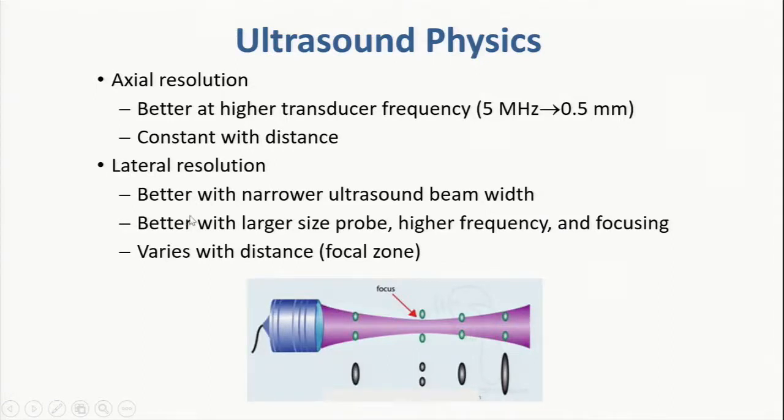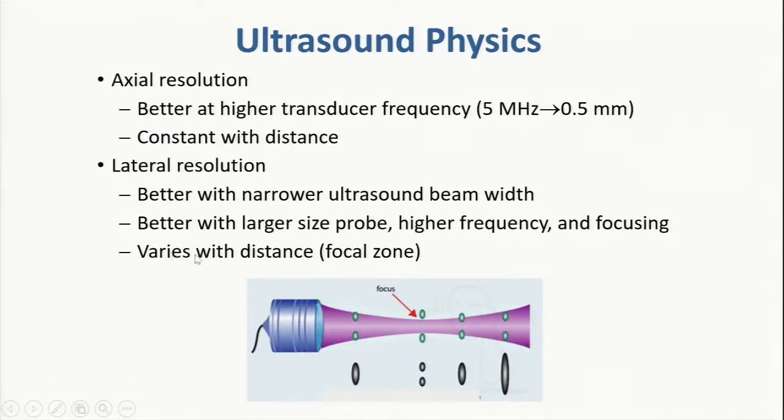And it turns out lateral resolution is better with that narrower beam, better with a larger probe size, and again, better with higher frequency, just like axial resolution, and it's also better with focusing. So what happens for lateral resolution is the transducer has the ability to narrow the beam down at a particular distance. And so what you can see here is that when the beam is wide, it's unable to distinguish these 2 objects as separate objects side by side. But as the beam narrows at the focal point, now it can see these 2 objects as separate objects here, and then it becomes wider.